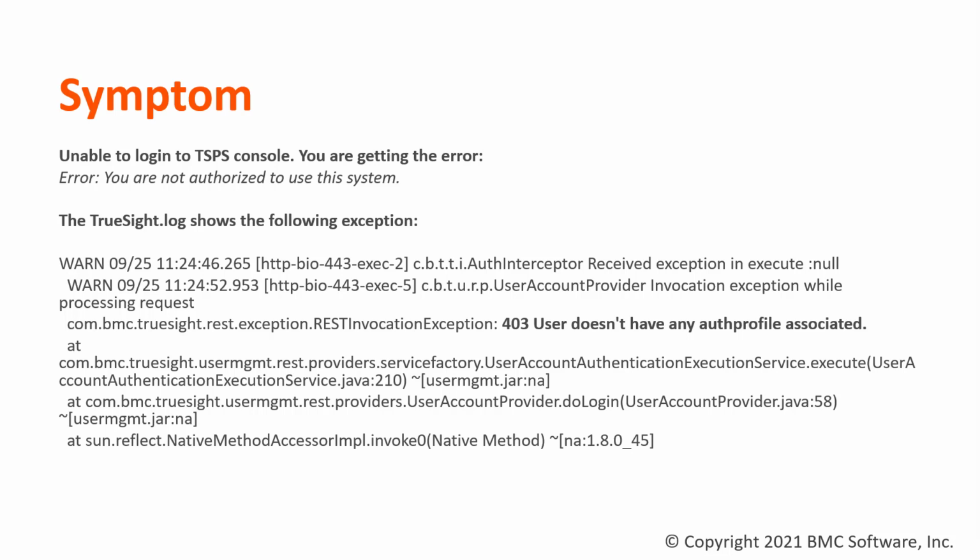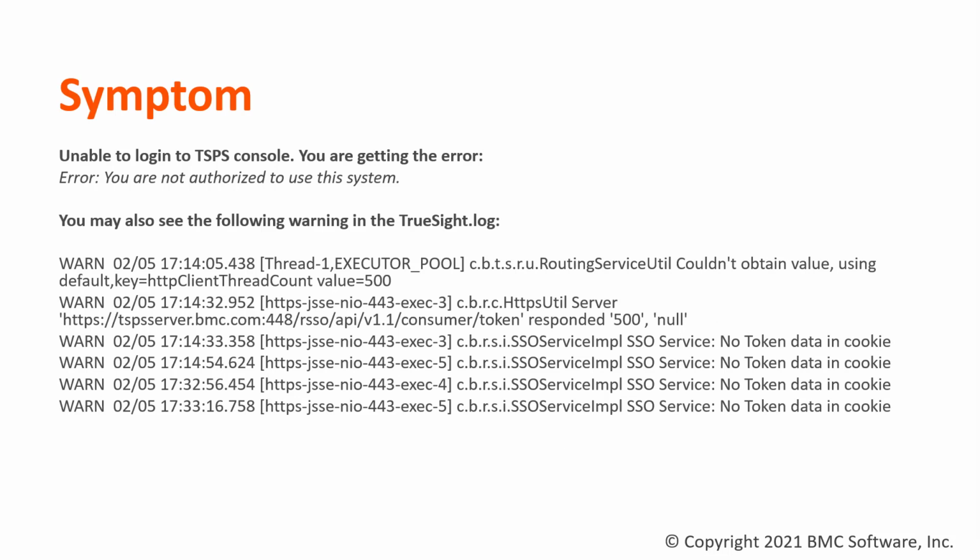You will also see the warning 403 "User doesn't have any auth profile associated" in the TSPS TrueSight.log. The exception in the log indicates that the auth profile for the user cannot be found. For TSPS 11.3, you may also see the warning "No token data in cookie" in the TrueSight.log.